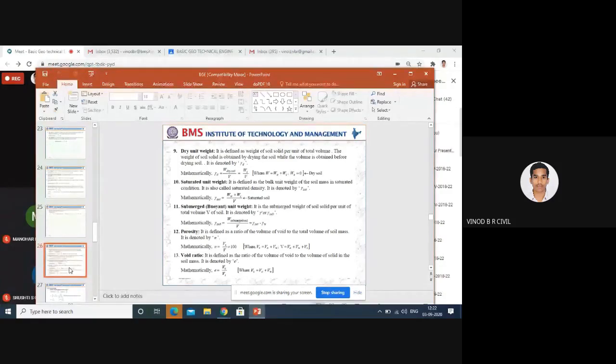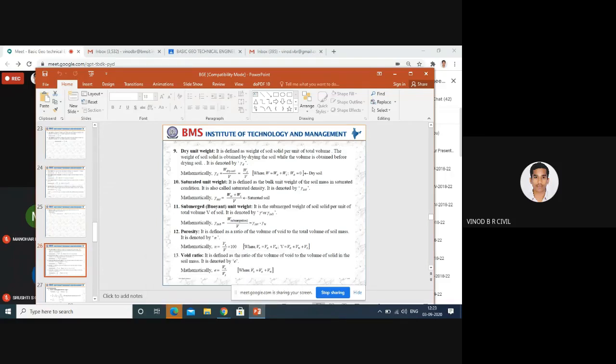And the next one is submerged unit weight. The best example is lake soil. The soil is completely submerged in water. So that is submerged unit weight: weight of submerged soil divided by V. That is the usual mathematical expression. And the next one is porosity. It is nothing but the volume of voids to the total volume of soil mass. That is porosity.